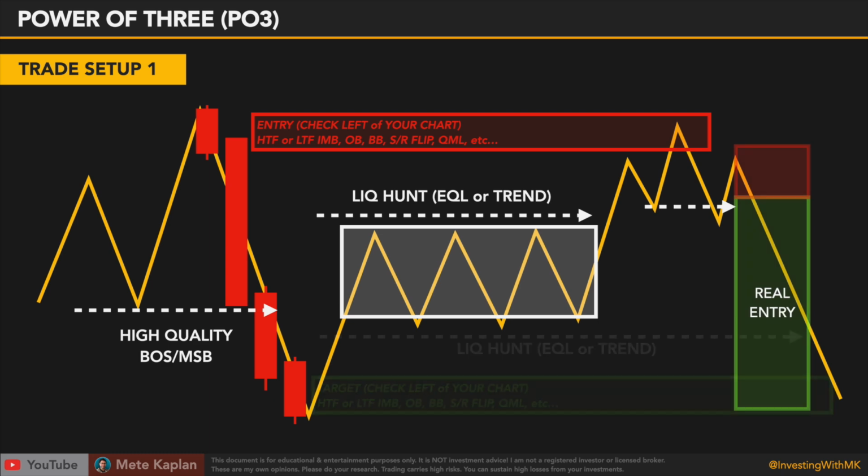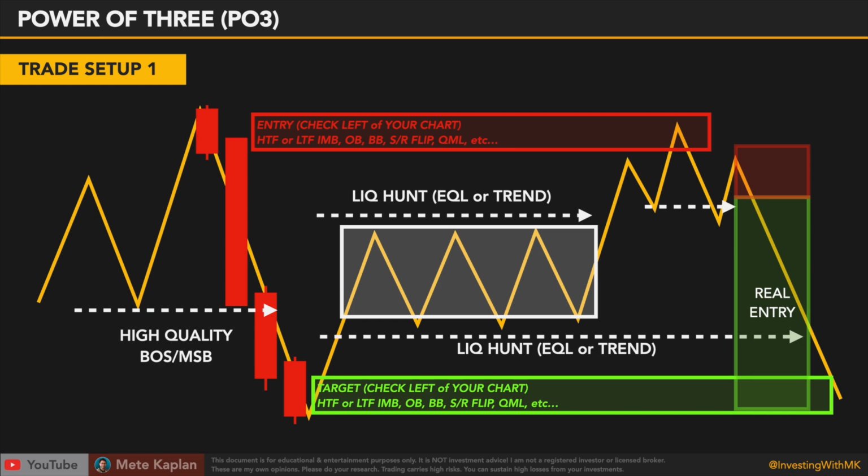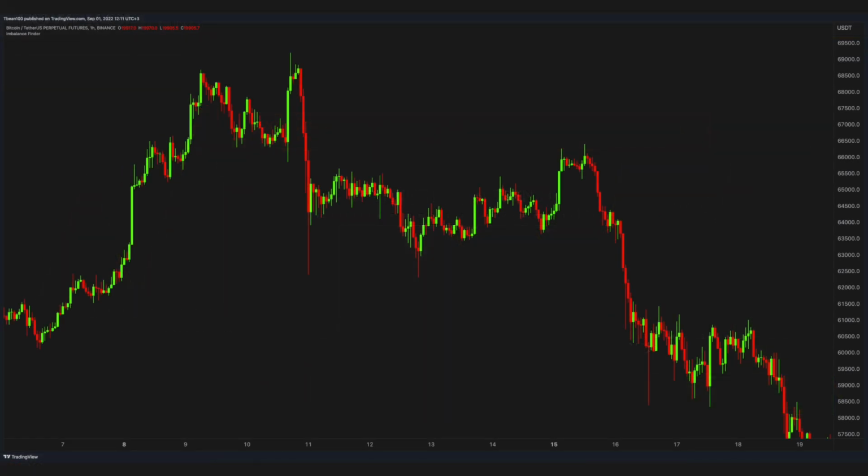Finally, finding targets is critical. Any liquidity areas or imbalances will do the trick. Great, let's move to an example. You can use this setup with a swing failure pattern. We'll focus on SFP with the second trading setup.